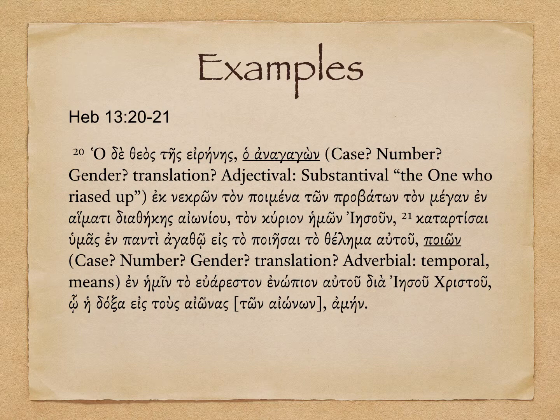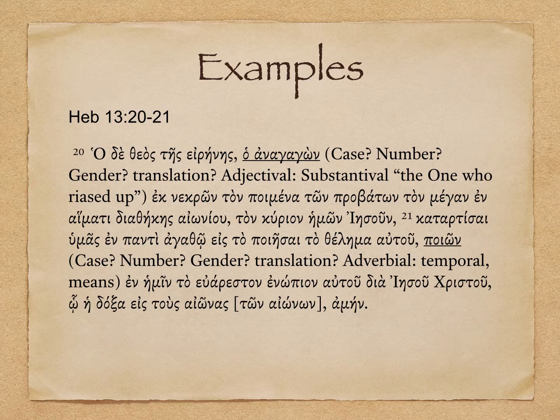The anagagon, a participle, nominative case, singular, masculine, and here it's substantival. And you'll notice that most nominative case articular participles are substantival. They are nouns in themselves, but they function in this way to describe an action as well. The one raising up from the dead, Jesus, the great shepherd of the sheep, with the blood of the eternal covenant, equip you, verse 21, in all that's good, to do his will, I should say.